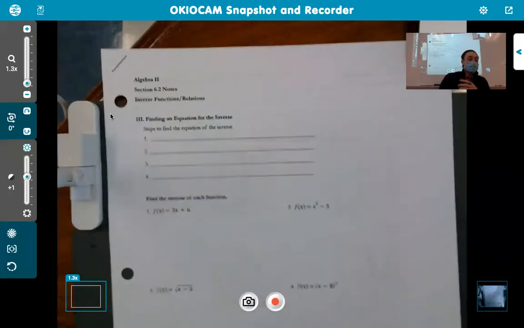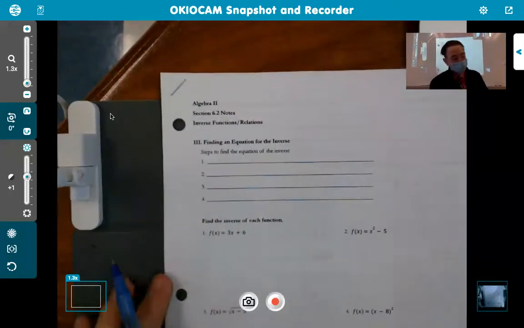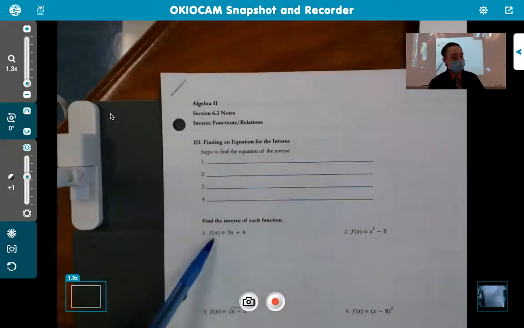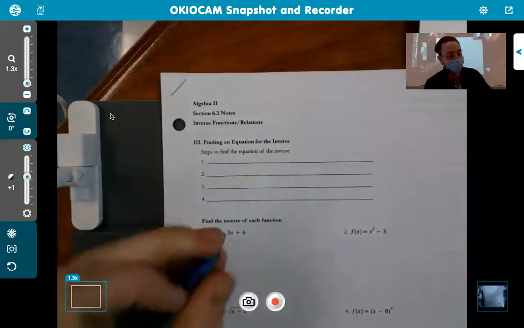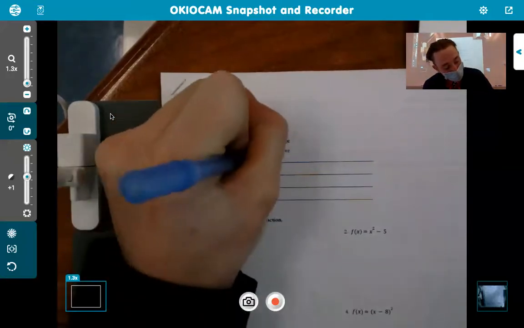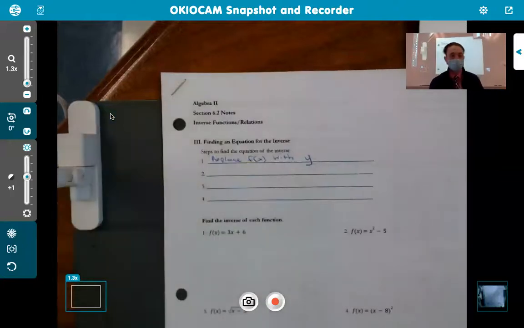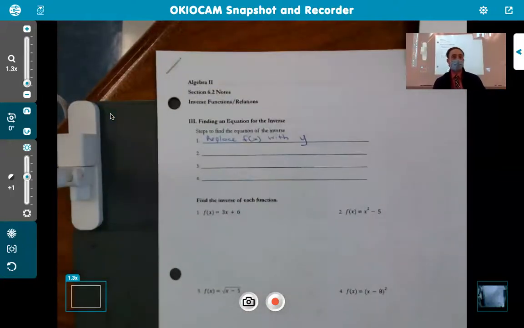Okay. So steps to find the equation of the inverse. The first thing that we're going to do is take this function sign, so the f of x, or sometimes it might be given g of x, h of x, whatever it is. And what we're going to do is replace f of x with y. All right. So just a matter of taking one notation and changing it for another.